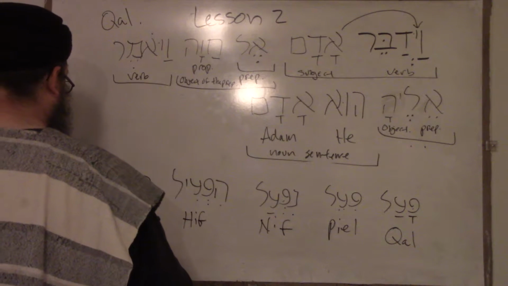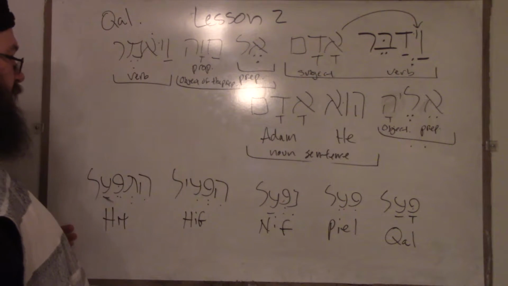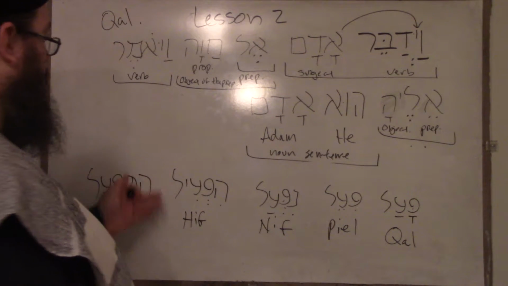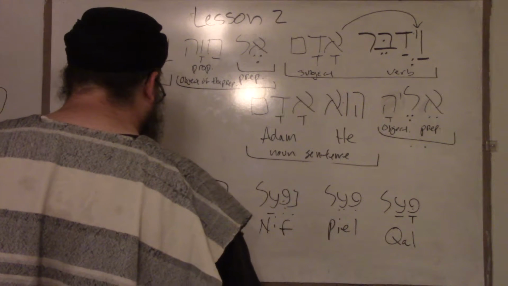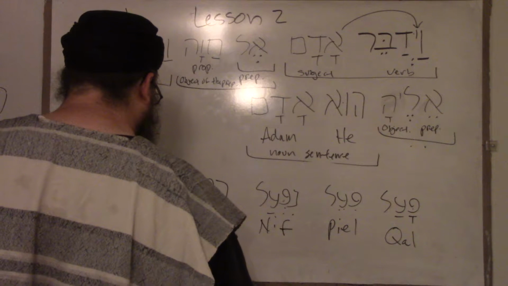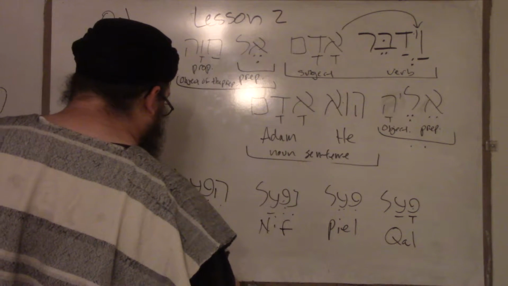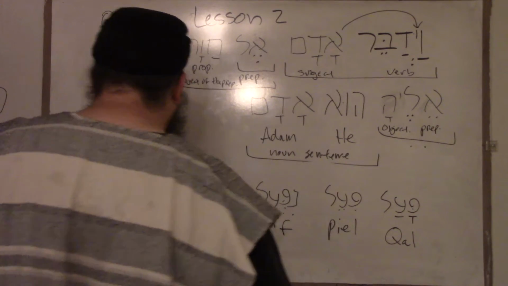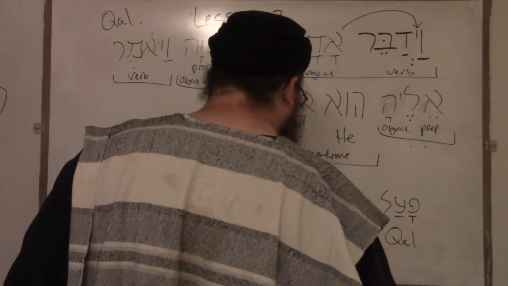We call that hit. And underneath hifil is going to be hafal. And this is your passive. Under your pi'el is going to be your pu'al.